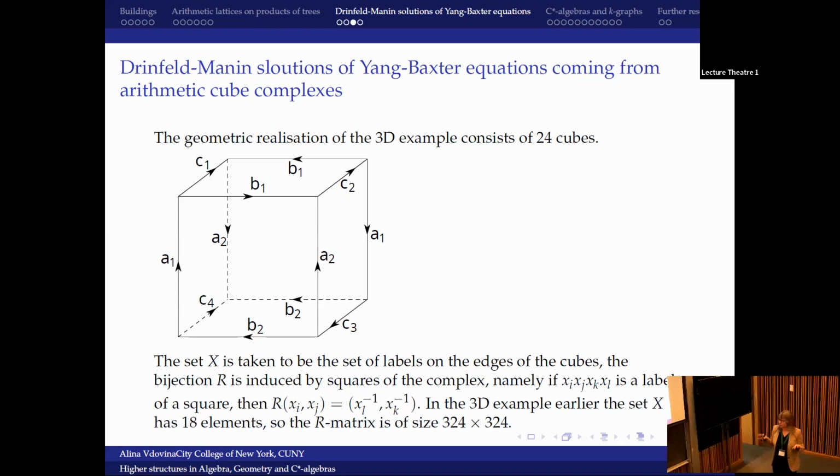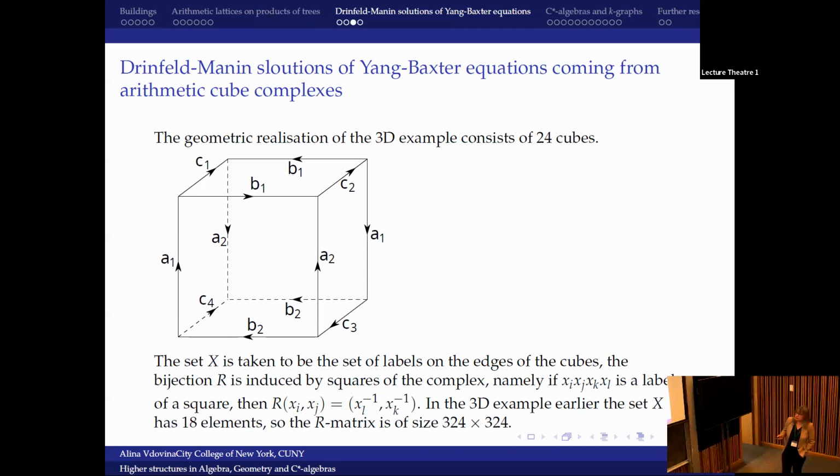It's really almost a miracle that everything works. But how do you define the R matrix here? You read it from the cubes. As we know from Fabien's talk, we have to find this bijection, or R matrix, for the Yang-Baxter equation. So we take a label of a square, but then we define it in this way: R of (i, j), x_j equals the inverses.